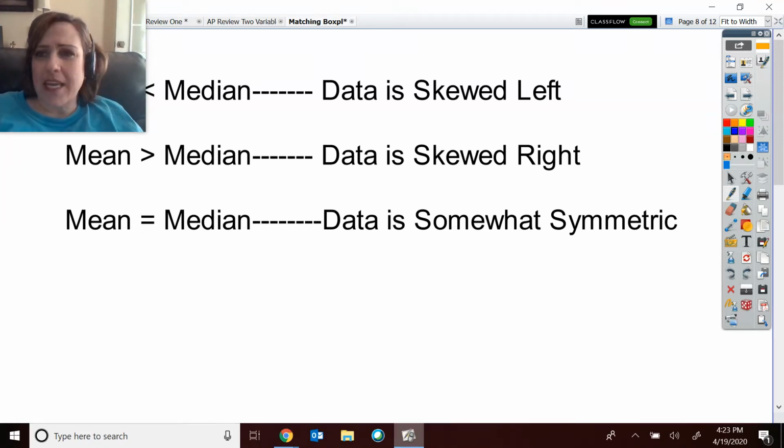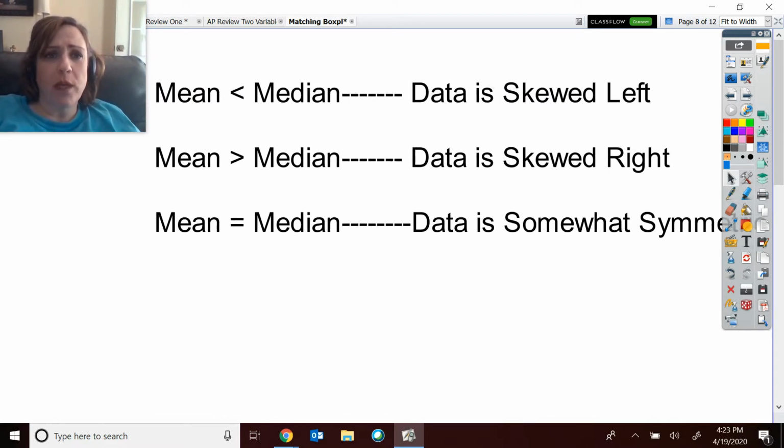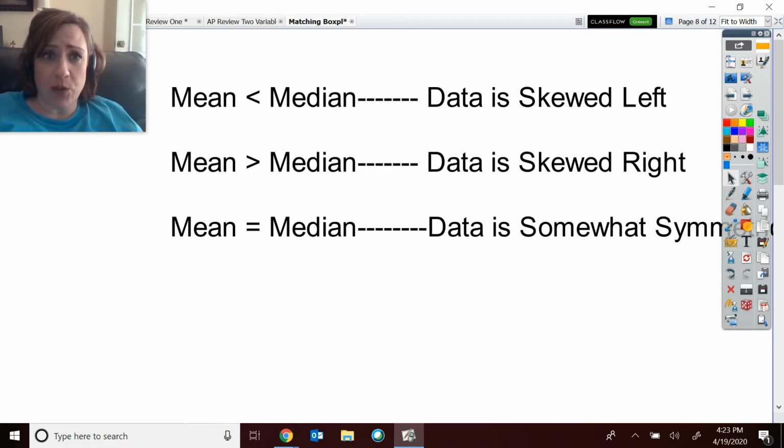Hi guys, we're going to go ahead and take a look at our data and make a connection between the shape of the distribution, both with histograms and box plots, and how the mean and the median and such compare. We'll also take into account the spread that goes along with that.